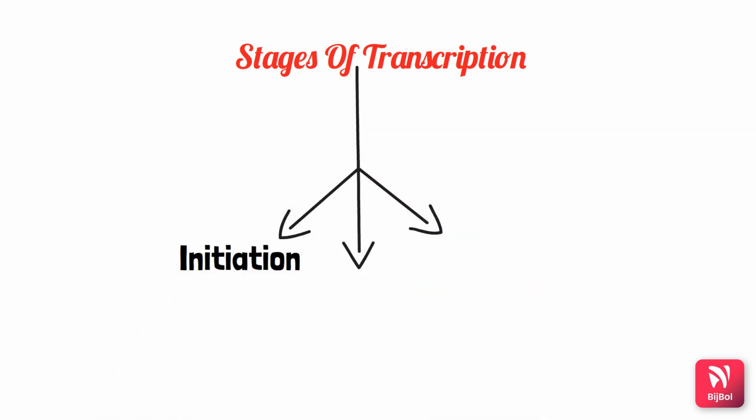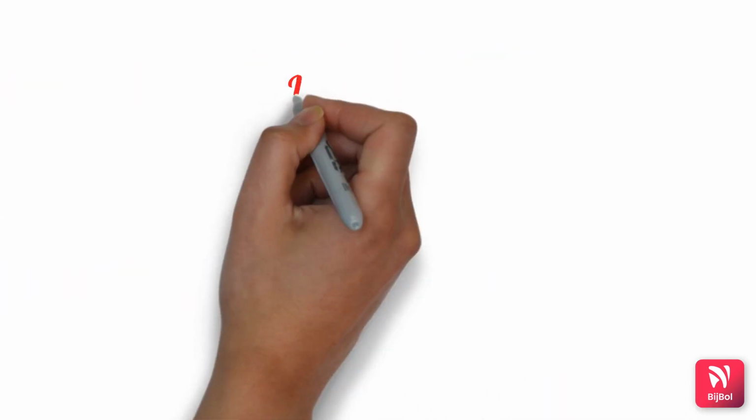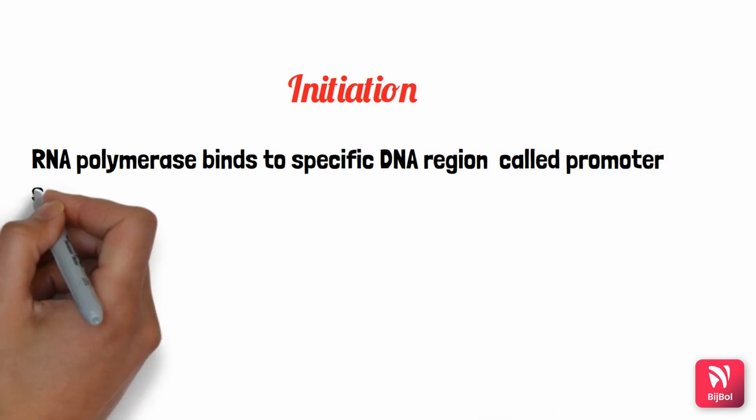Now let us discuss about the stages of the transcription. There are 3 stages of transcription. They are initiation, elongation and final stage is the termination. Let us discuss about each and every stage of transcription in detail. First, let us discuss about the first stage, that is the initiation.